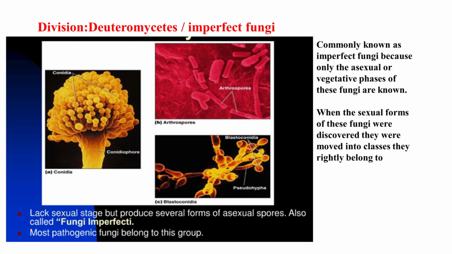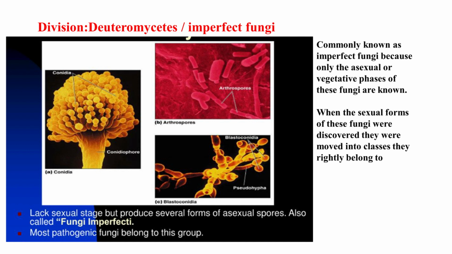Division: Deuteromycetes. Also known as imperfect fungi because only the asexual or vegetative phases of these fungi are known. When the sexual forms of these fungi were discovered, they were moved into classes they rightly belonged to. Once perfect, sexual stages of members of Deuteromycetes were discovered, they were often moved to Ascomycetes and Basidiomycetes.